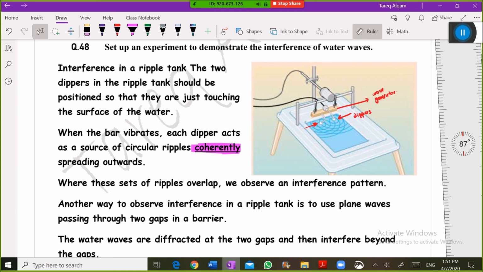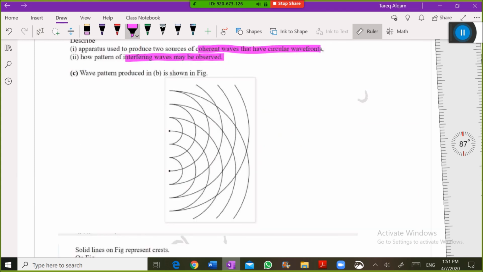I have to draw this. How the pattern of interference waves may be observed. We said the screen needs to be behind the water tank. As a result of that we will use a stroboscope or a camera to freeze the waves. Now we are given a diagram like this.